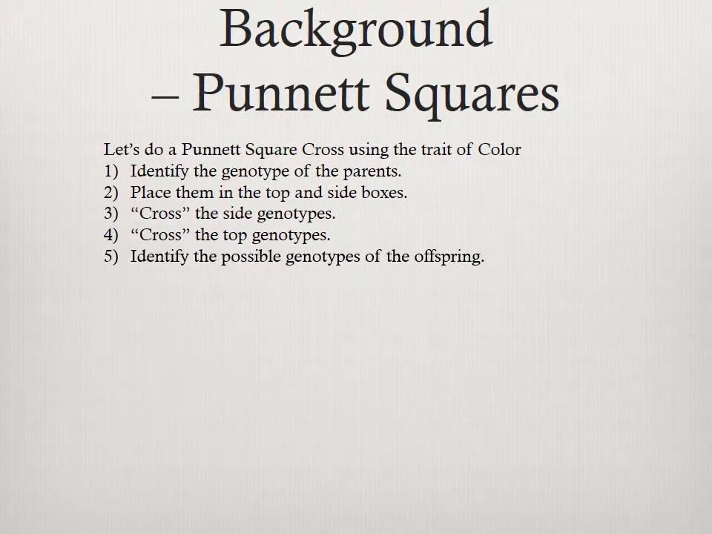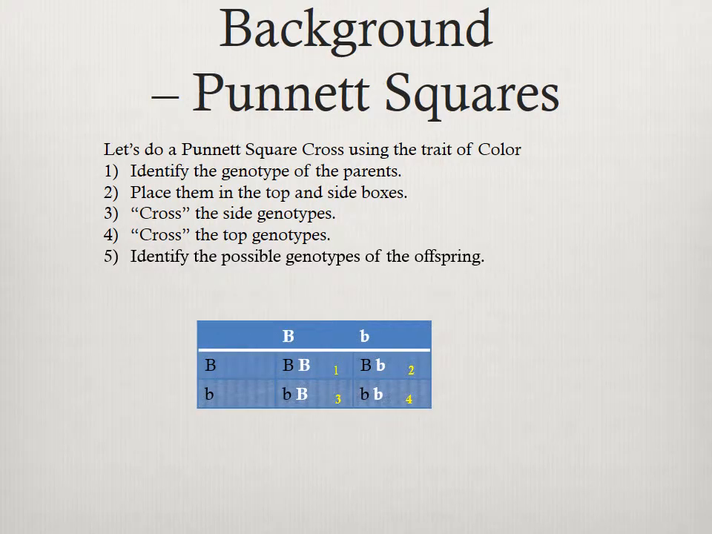Now I have 4 boxes inside my Punnett square, and they're all filled in. I have a big B in box number 1, and I see the number in yellow. Big B in box 1, big B in box 2, big B in box 3, and little b in box 4. Those numbers are important because each box represents an offspring. Each box is a puppy. So I have puppy number 1, puppy number 2, puppy number 3, and puppy number 4.